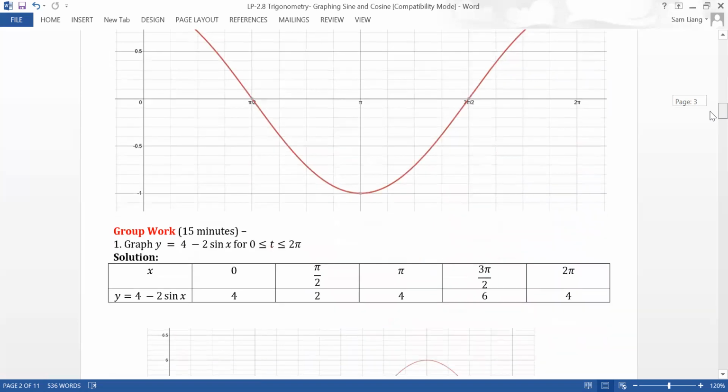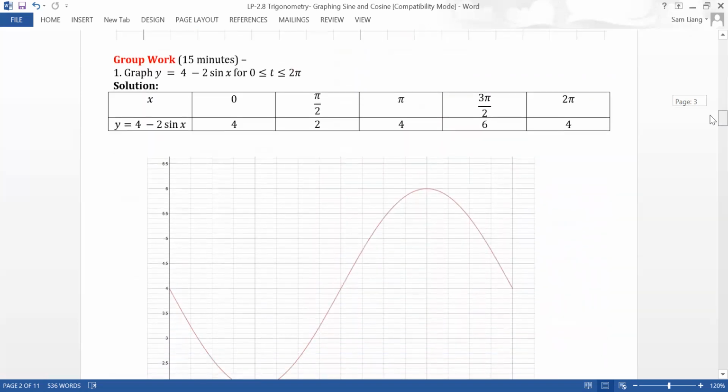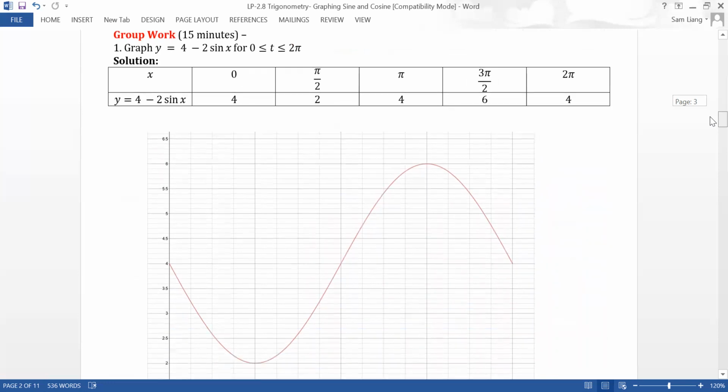All right, aside from that, let's get to the classwork. We just applied some transformations to this, right? But it's pretty simple. We just change the y values. The x values stay the same, so 0 to 2 pi. And here, just realize that sine of 0 is 0, and then we just plug that in here. So 4 minus 2 times 0.